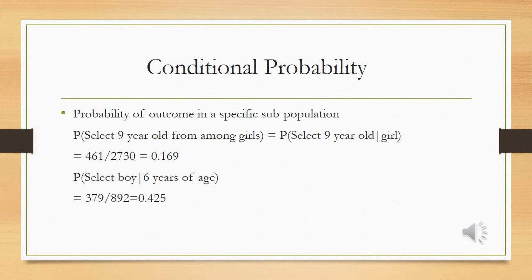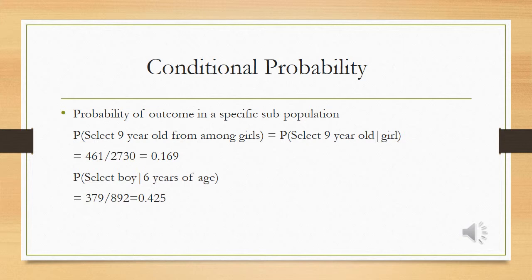In conditional probability, it's the probability of an outcome in a specific subpopulation. So here, still looking at that table, what's the probability of selecting a 9-year-old from among the girls? Which translates into the probability of selecting a 9-year-old, and the subpopulation will be girls. So when you look at your table, girls will be your total population there, which is 2,730. Then we look at the table and see how many girls are 9 years old, which is 461. And that's 461 over 2,730.